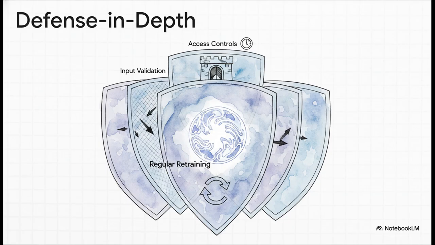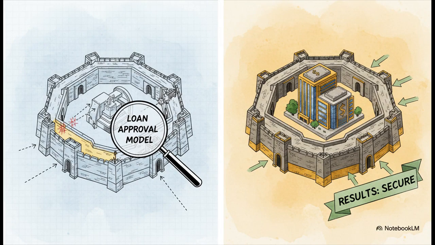A really big one is output protection, where you can add a little bit of random noise to the AI's answers to make them way harder to reverse engineer. And finally, regular retraining, to make sure that even if some data gets figured out, it becomes useless pretty quickly. Okay, so does this stuff actually work in the real world?